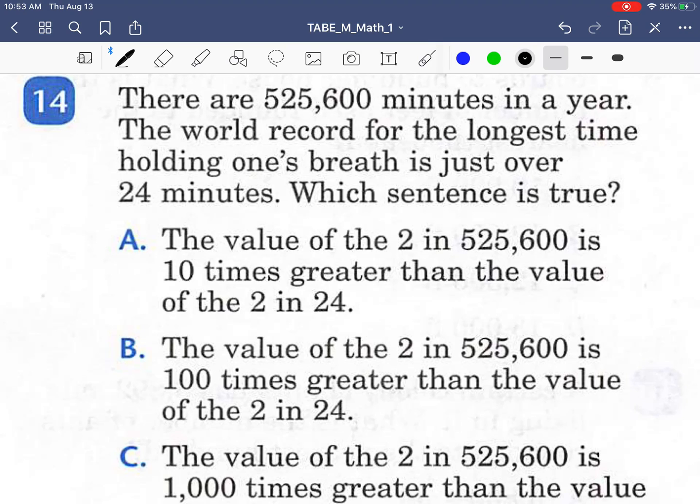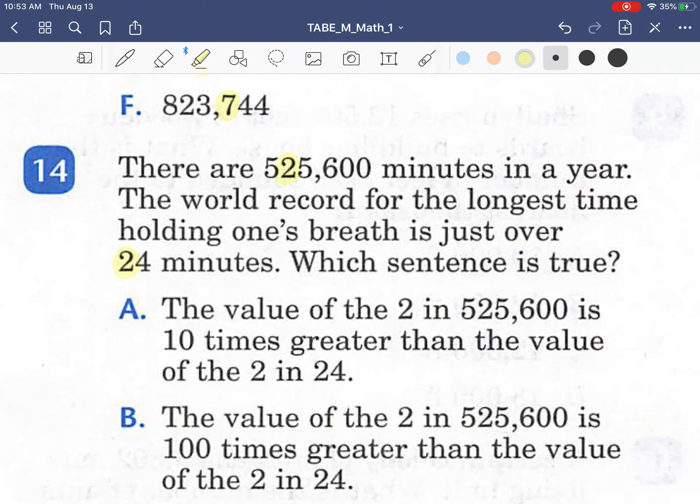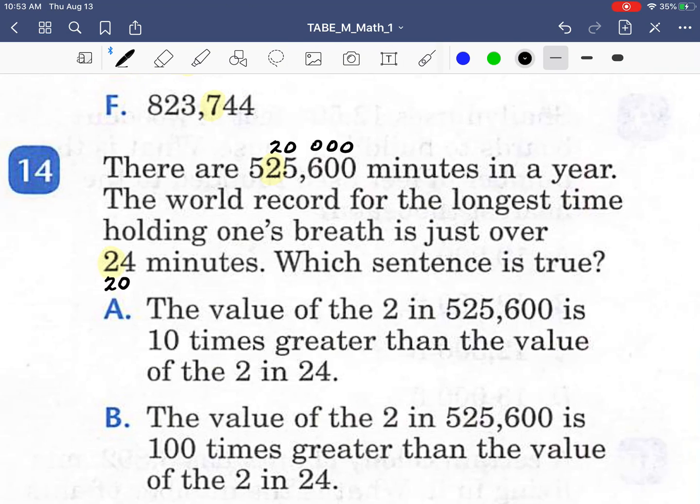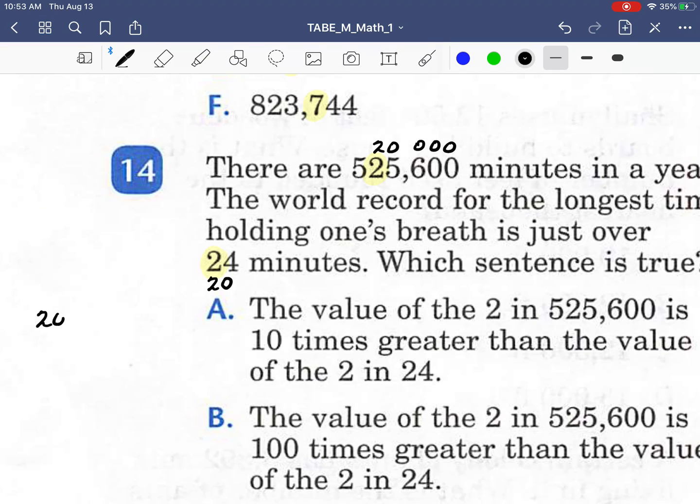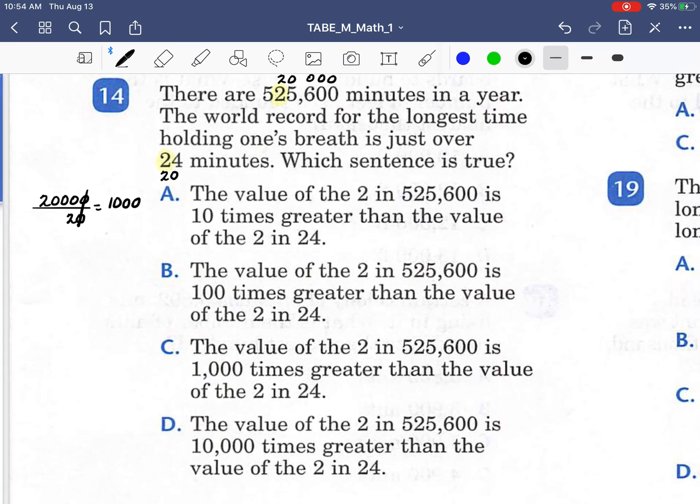So I look down through here and I see that there is a 2 in each of these choices. So they're wanting me to focus on the digit 2 in my times. So this one is at 20,000 and this one is just 20. So let's break that down. Let's take the 20,000, break it down to 20. So we can cancel a 0, and then 2 divided into 2,000 is 1,000. So we are looking for 1,000 times difference.